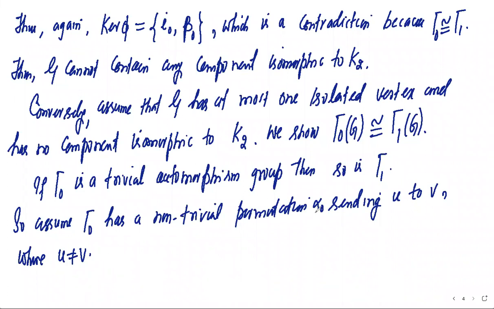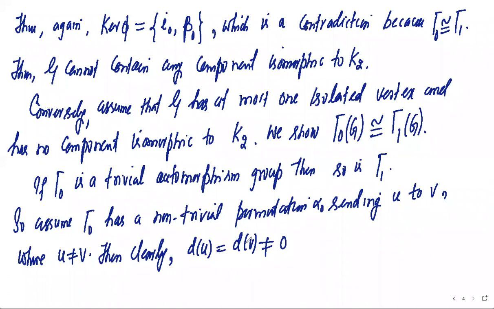Then since this alpha 0 is a vertex automorphism, clearly U and V must have equal degrees. Then clearly degree of U is equal to degree of V and they are not equal to 0, because if both of them are 0, then the graph has two isolated vertices, but we are assuming that it has at most one isolated vertex. So therefore, they have equal degrees, but both of them are not equal to 0.